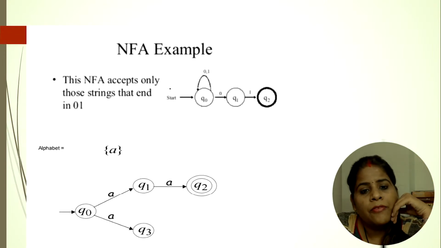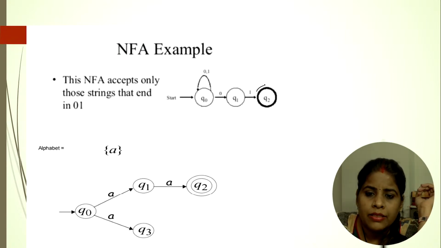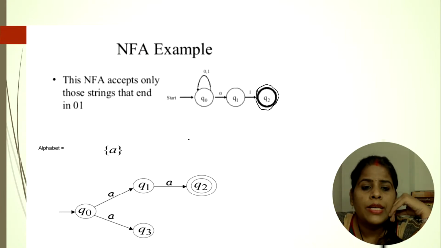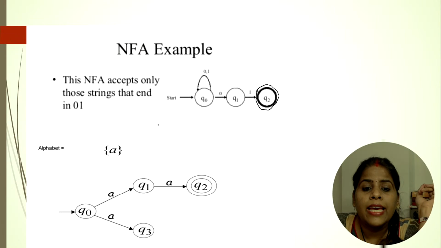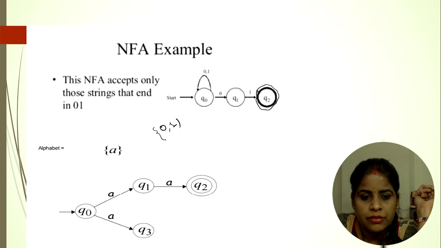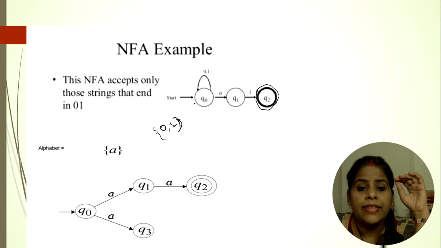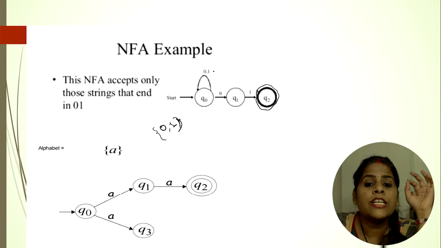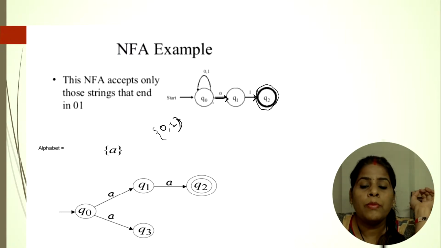Now NFA. This NFA accepts only those strings that end in 0 1. अब आप बताइए कि ये डबल सर्कल है, ठीक है. तो इसमें क्या है, this NFA accepts only those strings that end in 0 1. Means the alphabet is 0 and 1, and it starts with Q0 state and a self loop is here where 0 and 1 both are present, and one transition for 0 is here and one transition for 1 is here. Means there are 3 states.